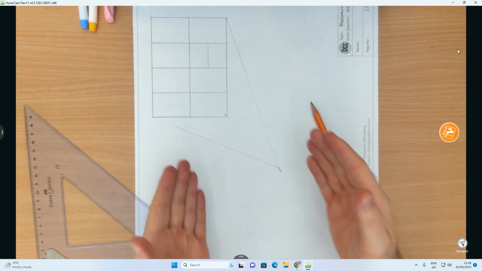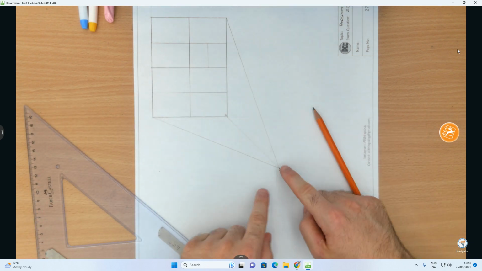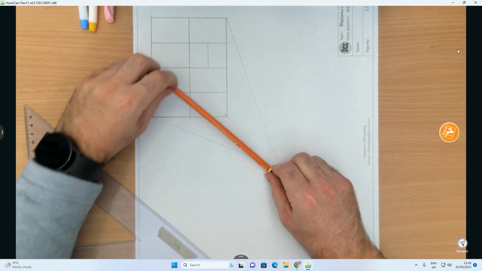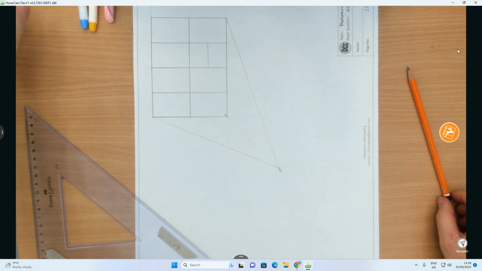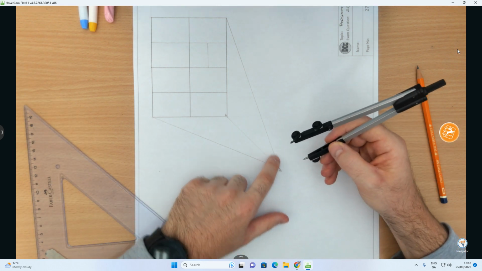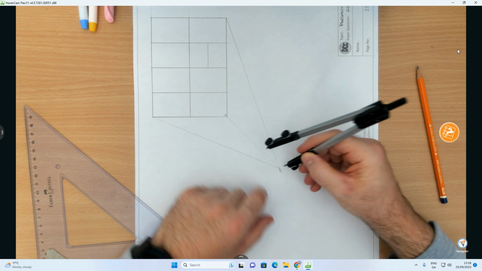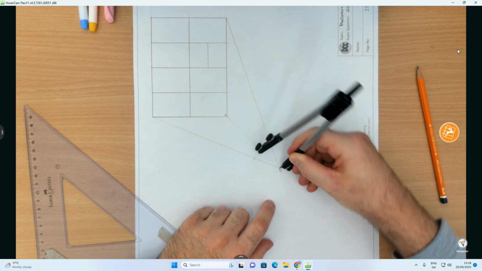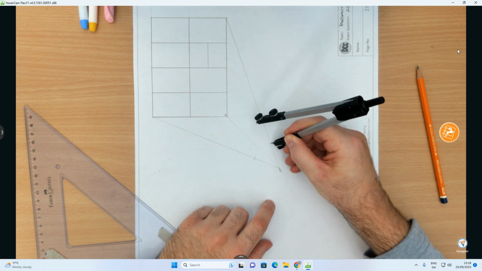What that sets up for us now is what's called our cone of vision. It essentially means that that is the furthest left of the object we can see, and that is the furthest right of the object we can see. But in the cone of vision, you need to get your line of sight. Basically, we want to bisect the angle within the cone of vision. So put your compass on the spectator point, and we're going to bisect our angle.